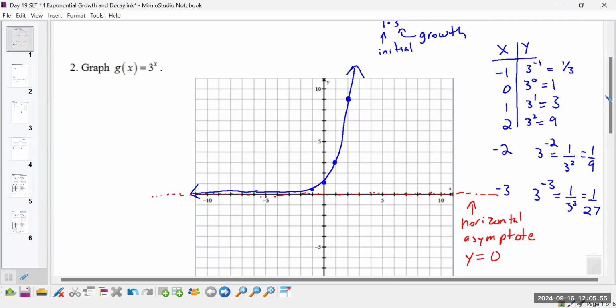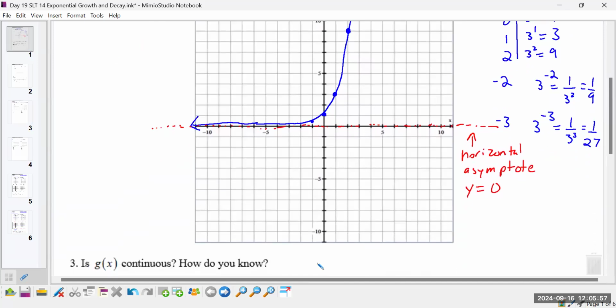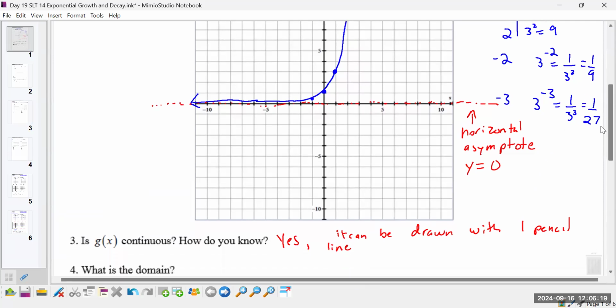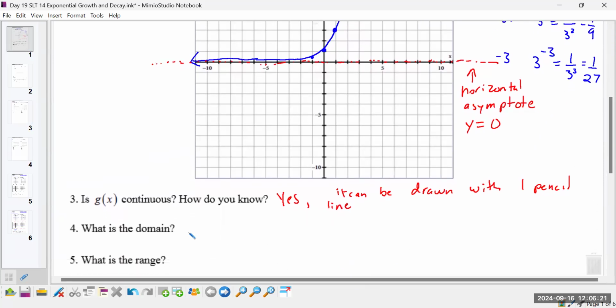Okay, so let's go to the questions at the bottom. Number 3 says, is the graph continuous? How do you know? Yes, it is continuous. How do I know that? It can be drawn with one pencil line. For now, that's going to be how we know if something is continuous. If I don't have to pick up my pencil to draw the curve, it's a continuous function. What is the domain? Well, the domain here is all real numbers, because as you can see in my table, every single value for x that I substituted, I could evaluate.